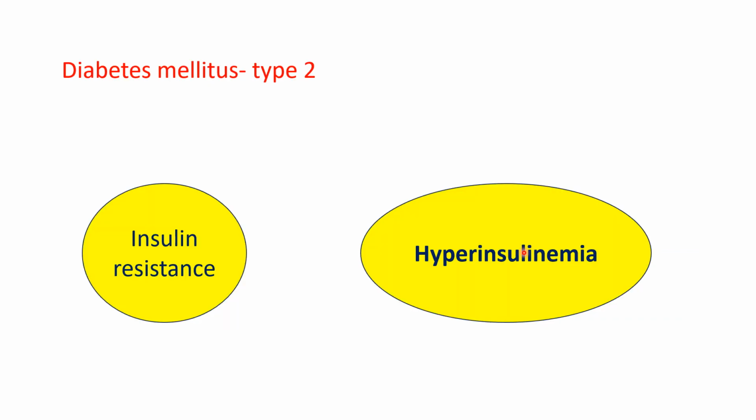The next disease it causes is diabetes mellitus type 2. Insulin resistance and hyperinsulinemia are metabolic defects that play an important role in diabetes mellitus. As we have already seen, they increase fasting and postprandial glucose.